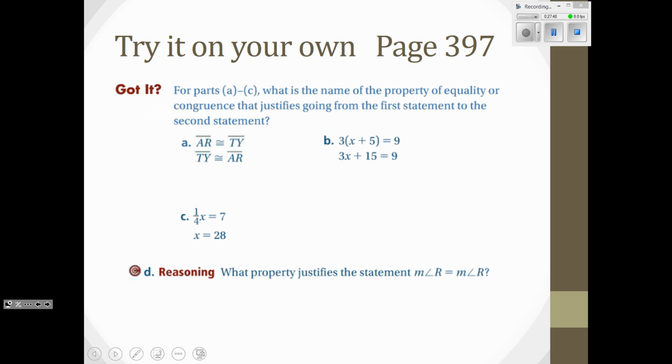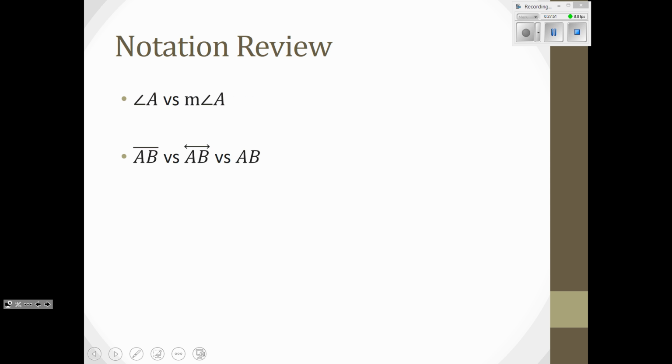All right. We're going to skip this part here. Okay? In fact, here's a little notation review. Write these down if you need to. This is angle A.